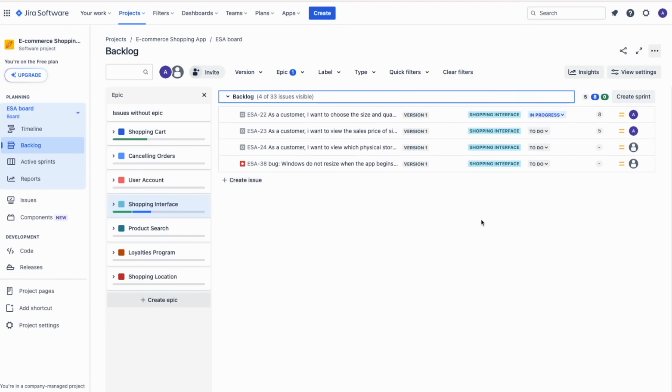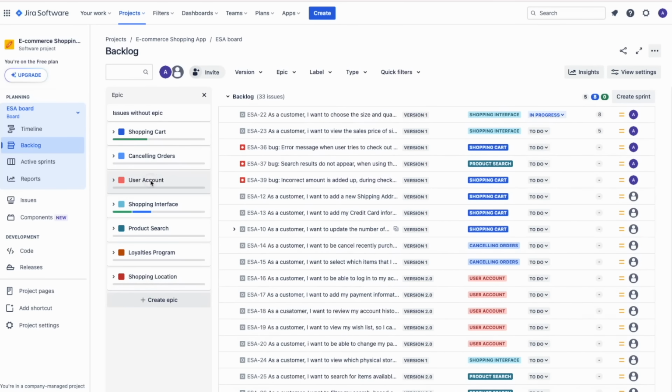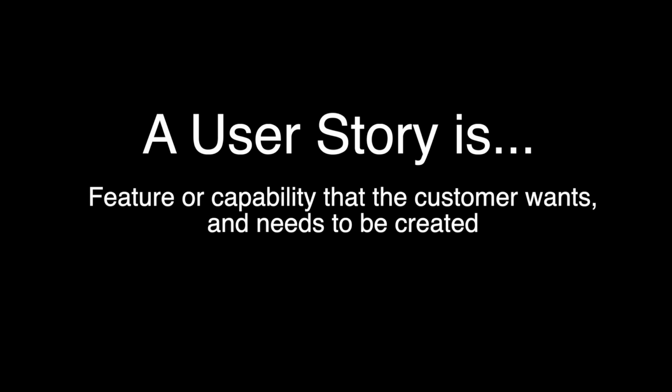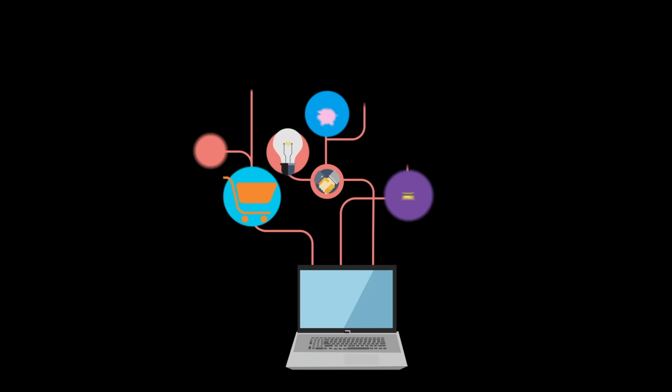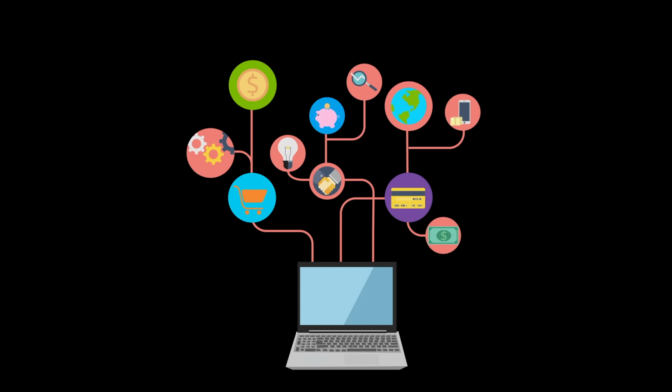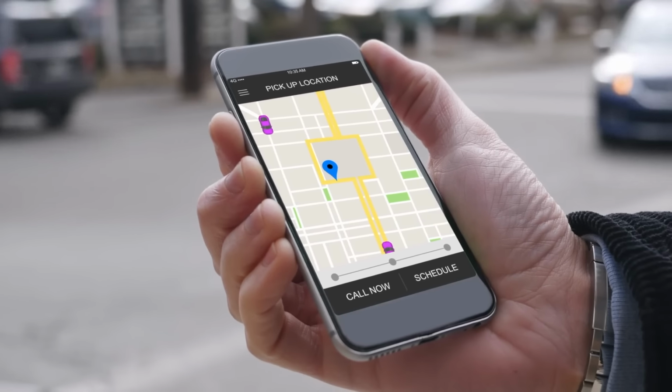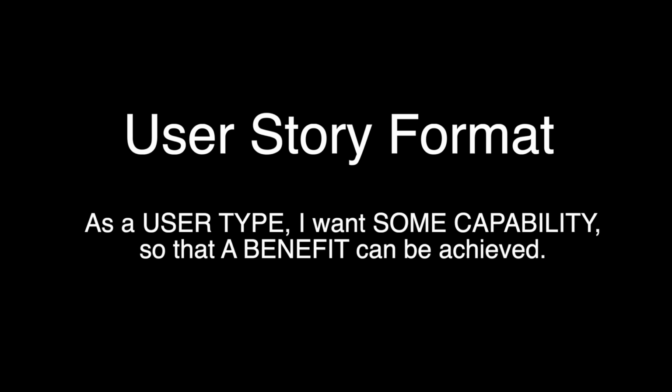A user story, or what Jira refers to as a story, represents a feature or a capability that needs to be created. It's a brief sentence that describes the desired capability of the product from the perspective of the end user. Hence the name user story, and it's written in the following format. As a user type, I want some capability so that a benefit can be achieved. When all user stories are completed underneath an epic, then the epic itself is completed.